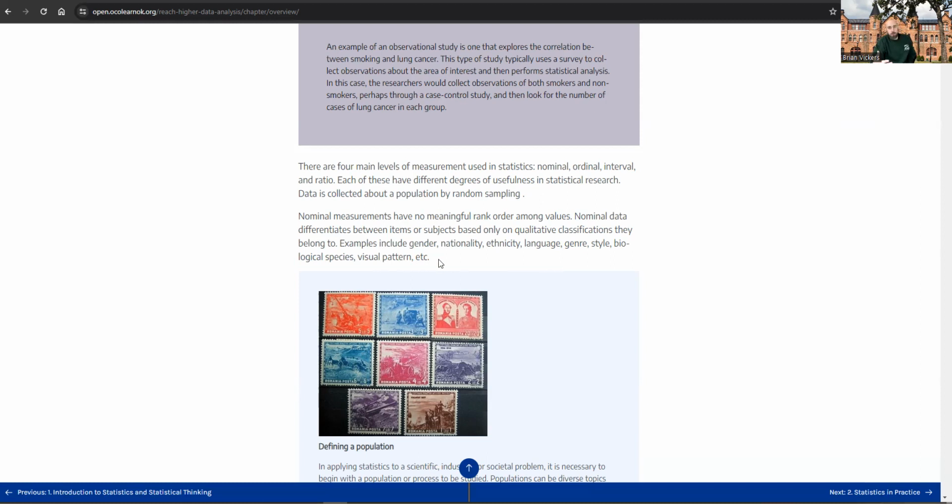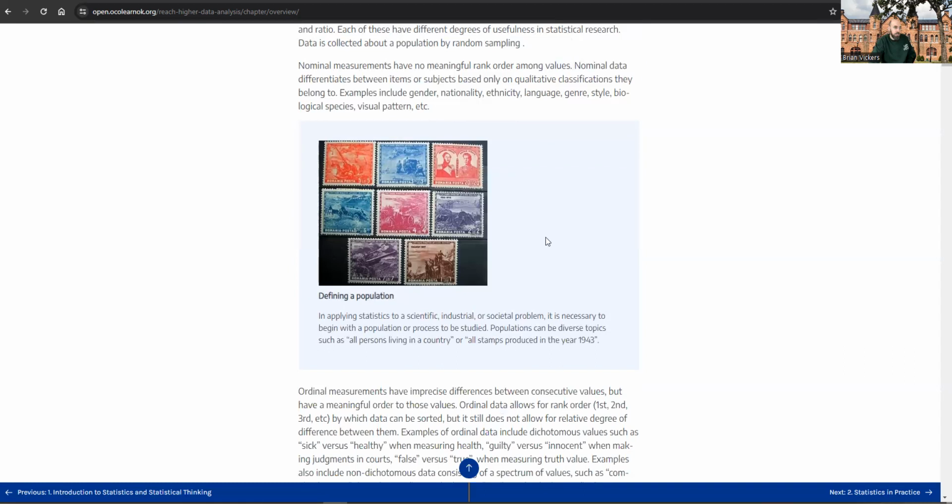Now, you might assign an arbitrary number to represent nationality or ethnicity or language, where maybe for language 1 equals English, 2 equals Spanish, 3 equals French or whatever. But those numbers don't mean anything in a quantitative way. You're not going to be able to do math to them. They're just a category. So that's what nominal data is. There's no difference automatically between the different values.